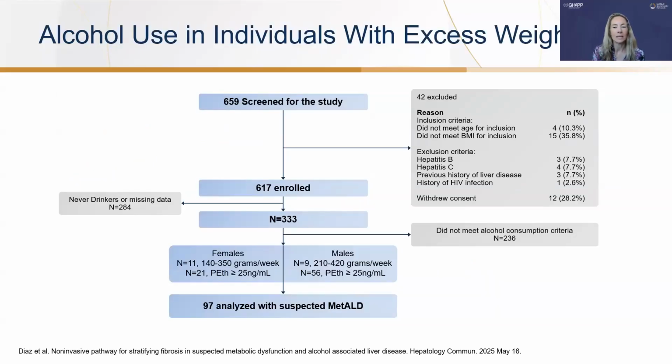So this was a study of over 600 patients that were overweight or obese with greater than 1 cardiometabolic risk factor. And it was actually a study looking at the role of non-invasive testing to assess fibrosis in this patient population. About 15.7% of these patients were actually found to be at risk of MetALD. And almost 80% of those were identified by use of the PEth test, and only 21% by self-report of alcohol use. So again, we need to use these objective biomarkers and not just rely upon patient reporting, because we're going to miss some patients if we just rely on patient reporting.